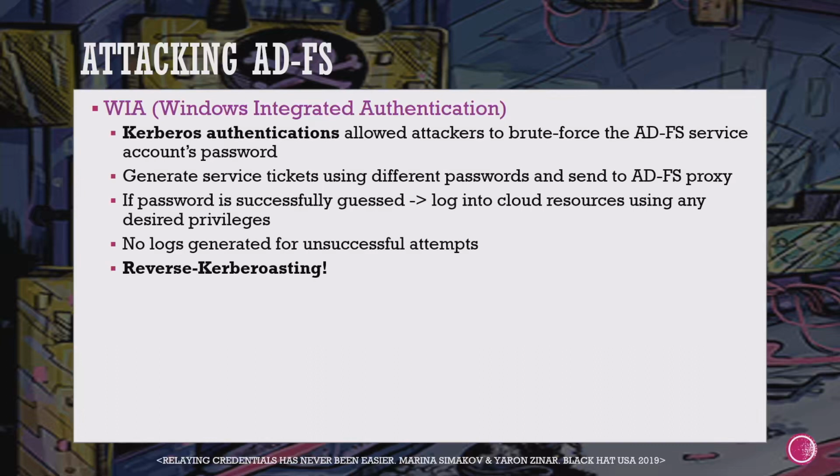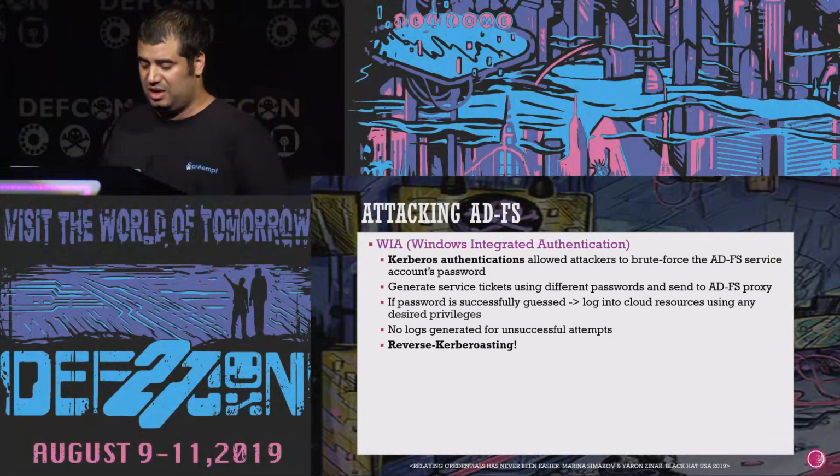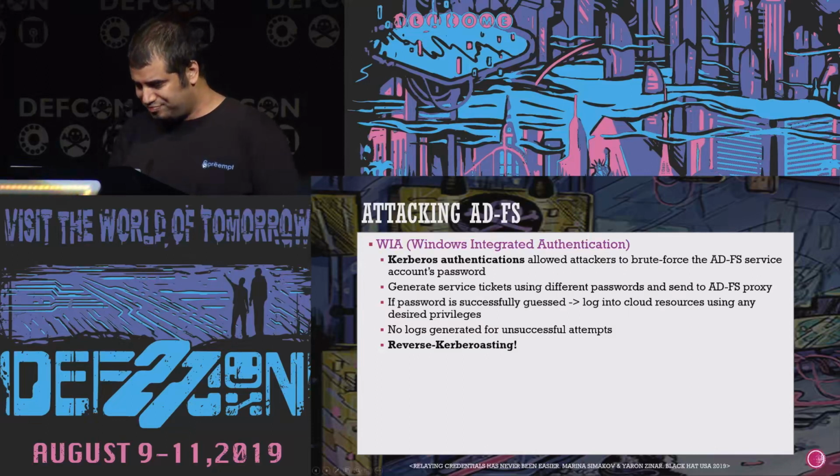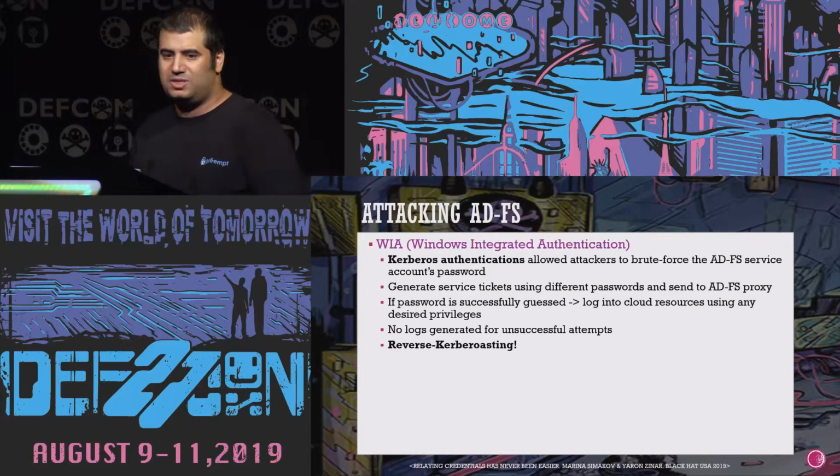With Kerberos, we can brute force only the ADFS service account. This is done by forging service tickets using guessed password hashes. We call this technique reverse Kerberosing. This is a small attack surface, but it has a huge impact. If we're able to crack the ADFS service account, we can create any silver ticket and authenticate as any user to the ADFS, completely compromising the ADFS infrastructure. It took us a while, but we've convinced Microsoft that the correct fix was to simply block Windows integrated authentication from external networks, and that's what they did.